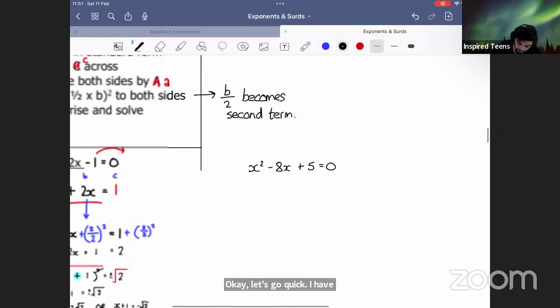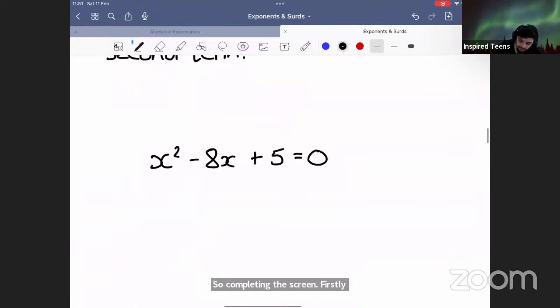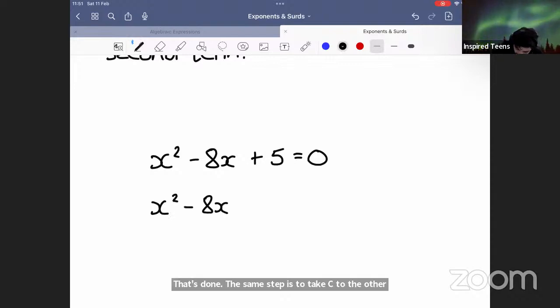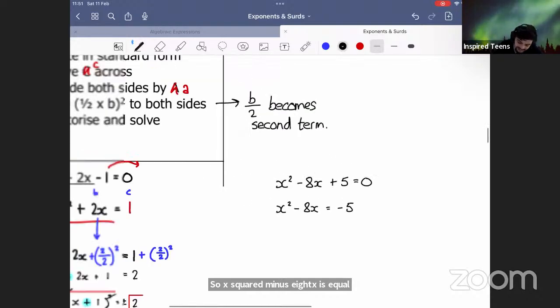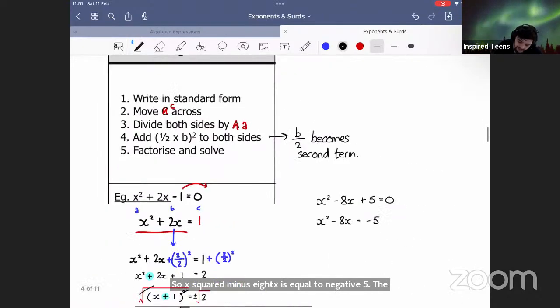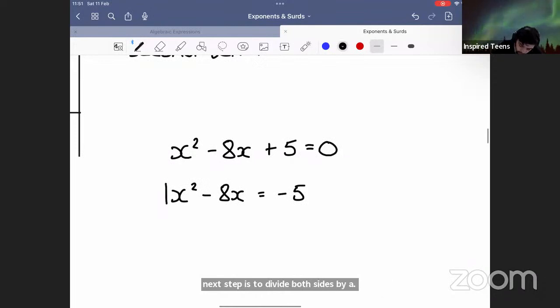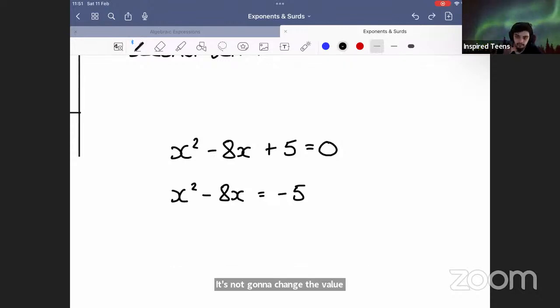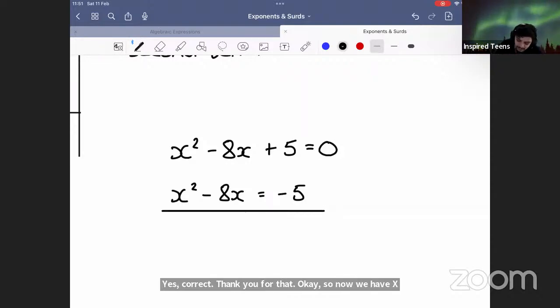So completing the square. Firstly, write it in standard form. That's done. The second step is to take c to the other side. So x squared minus 8x is equal to -5. The next step is to divide both sides by a. Again, in this case, it's 1. So you're going to divide both sides by 1. It's not going to change the value. Yes, correct. Thank you for that. Okay, so now we have x squared minus 8x is equal to -5.